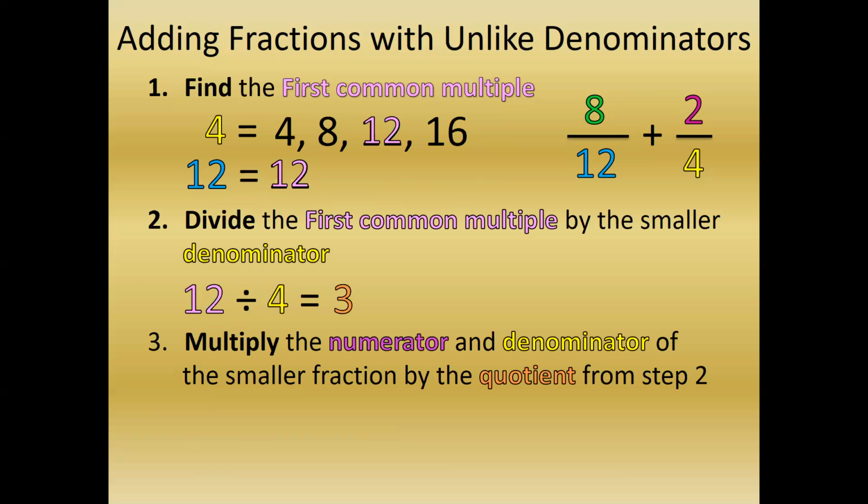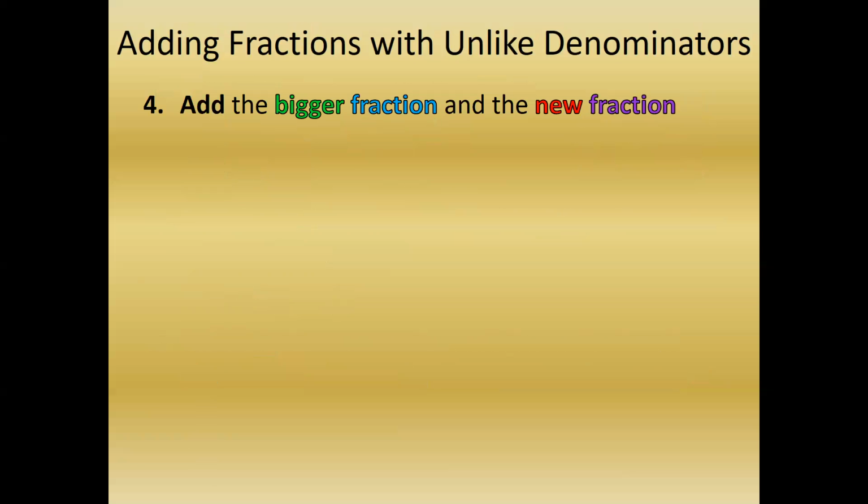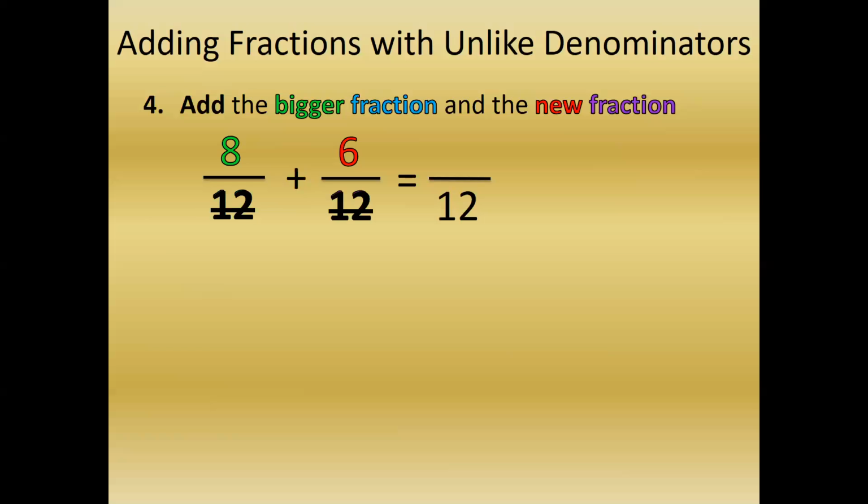Then we have to multiply the numerator and denominator of the smaller fraction, which is 2 over 4, by the quotient from step 2, which is 3. So 2 over 4 times 3: 2 times 3 is 6, and 4 times 3 is 12. So we have 6 over 12. Now we have to add the bigger fraction and the new fraction together. So 8 over 12 plus 6 over 12. Look, our denominators are the same, so we cross them out and just put a 12 in our answer. Then 8 plus 6 is 14.